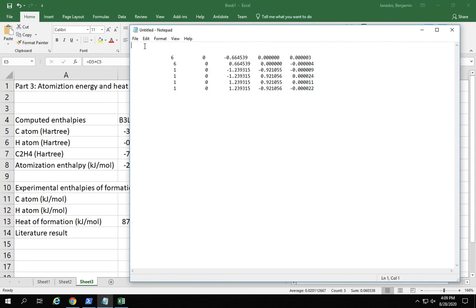Now I'm going to do coupled cluster singles and doubles, CCSD, with the cc-pVTZ basis set.